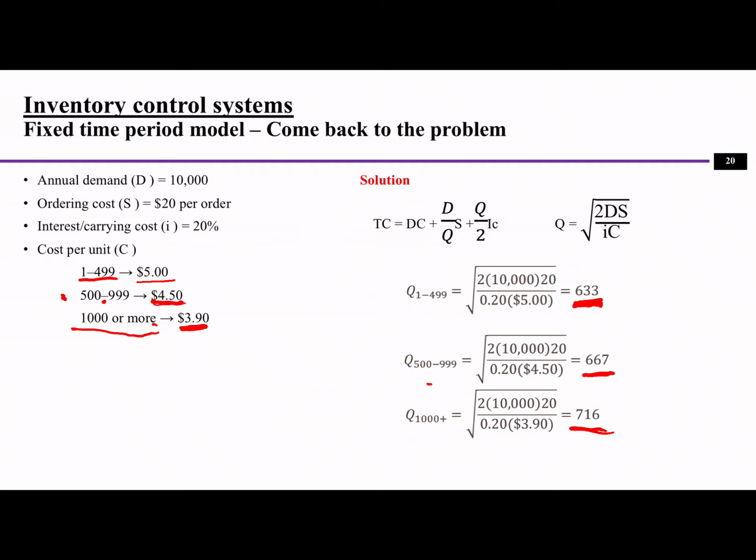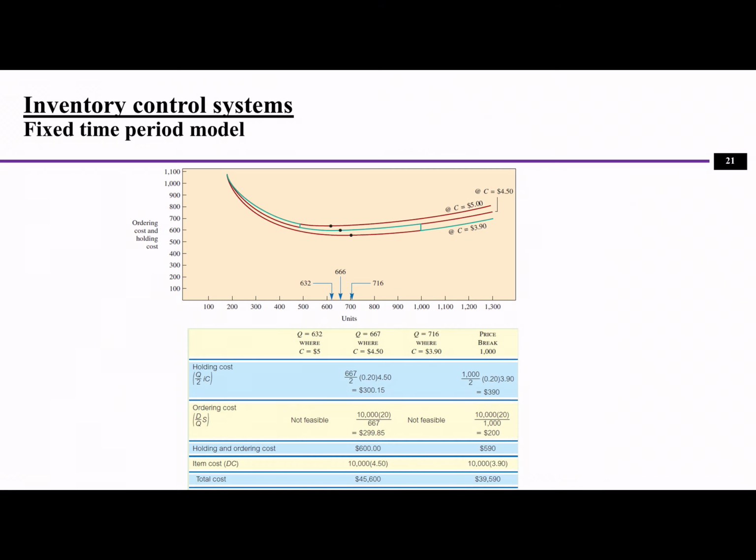Now, let's look at what really happens here. We can see from this graph that for each model with a different price, with $5, with $4.5, with $3.9, there is a certain line. The top line is the economic order quantity model with a price of $5. The middle line is the economic order quantity model with $4.5. And the lowest line is the $3.9 EOQ model.